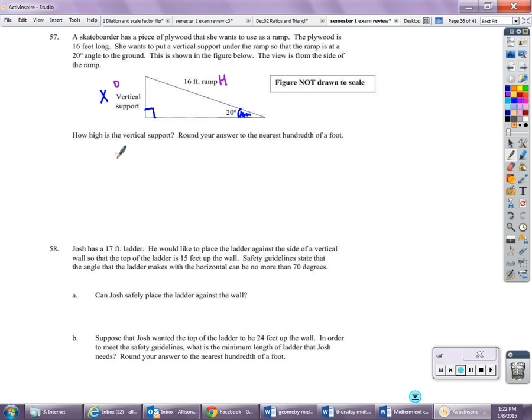So between SOHCAHTOA, I need to pick my winner. And my winner needs to have an O and an H, which is this one. This one has an A, and this one doesn't even have an H. So my winner is SO. So I'm going to use the trig function sine. So I'm going to use sine of an angle. The angle is 20 equals O over H. So O is X and H is 16.